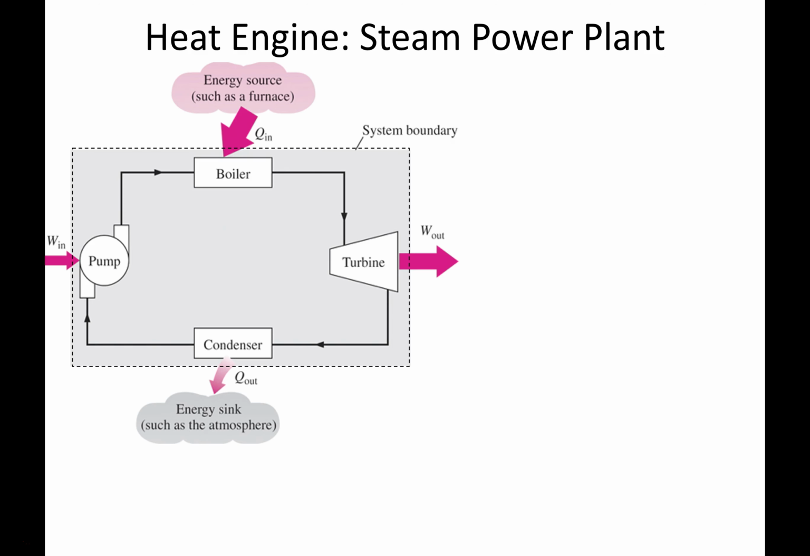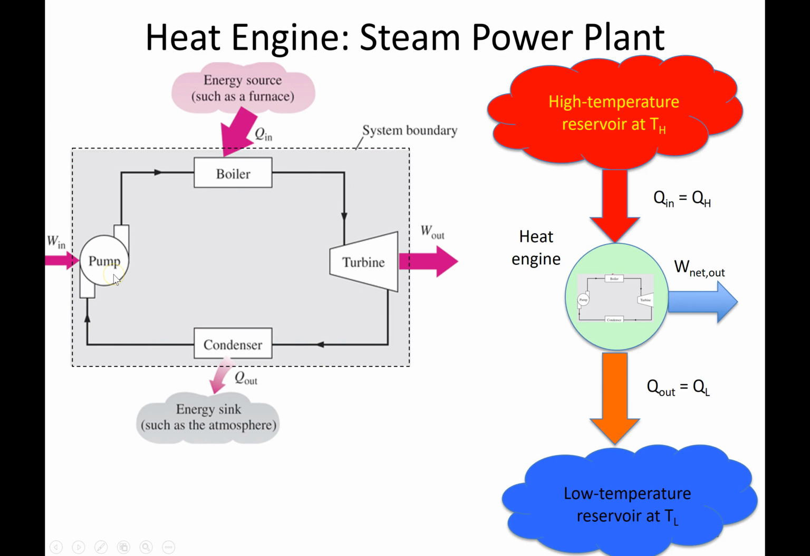So let's look at first a heat engine, and the easiest one to look at is a steam power plant. So this is the schematic of a steam power plant. You have a pump that moves the liquid around, or the fluid. You have a boiler. You have a turbine that extracts energy out, and you have a condenser that heat goes out to the sink. Okay, so a boiler produces energy. So you supply energy in. The system boundary is the entire system.